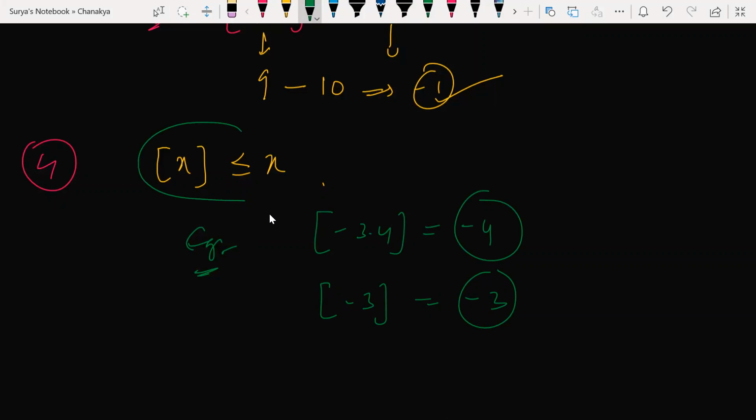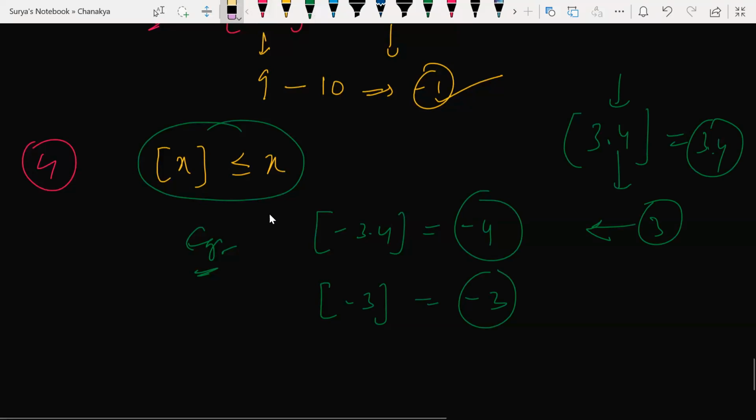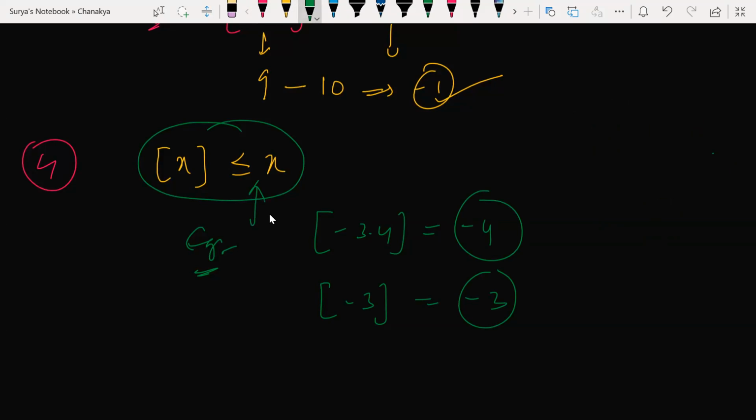I'll be taking the values which are on the left side of that particular x. For suppose you have x value as 3.4. You won't get 3.4 as your answer here. You will be getting the value which is lesser than 3.4, which is 3, isn't it? Yes, sir. So you may get x or less than x. That is what the fourth property says here.